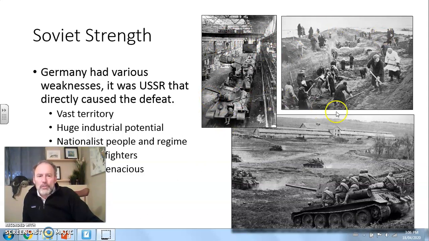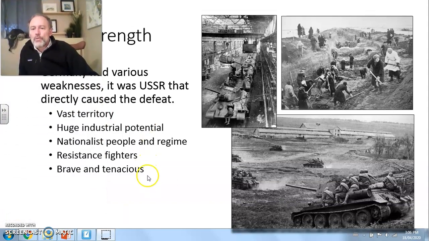The huge potential in the people when they were mobilized. This is people digging defenses for Moscow, and you can see it's mostly females because the men are off doing either other jobs or fighting at the front. You had a nationalistic people, and it became a great patriotic war. You had a regime that was very nationalistic and also willing to take its people and throw them at the Nazis, however was necessary.